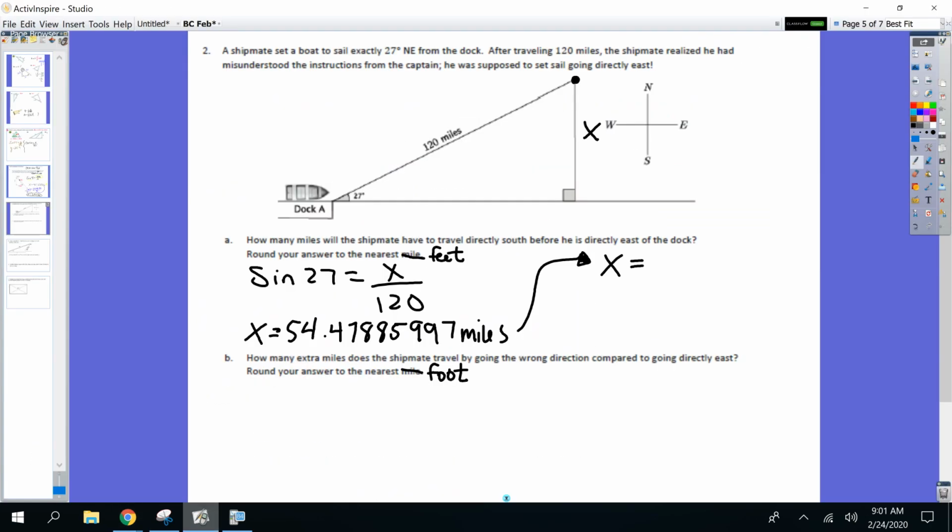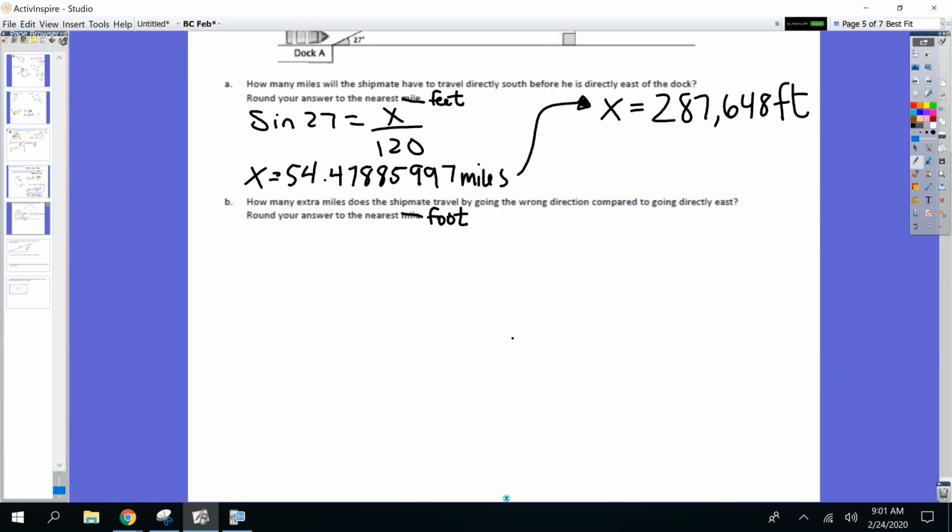13, whenever you're ready. How many feet south? There you go. Big girl word right there. Good. Instead of 287,648. Nice job. Everybody good? Part B. How many extra miles did he go in the wrong direction versus just going in the correct direction, east? Well, we already know how many miles in the wrong direction he went.